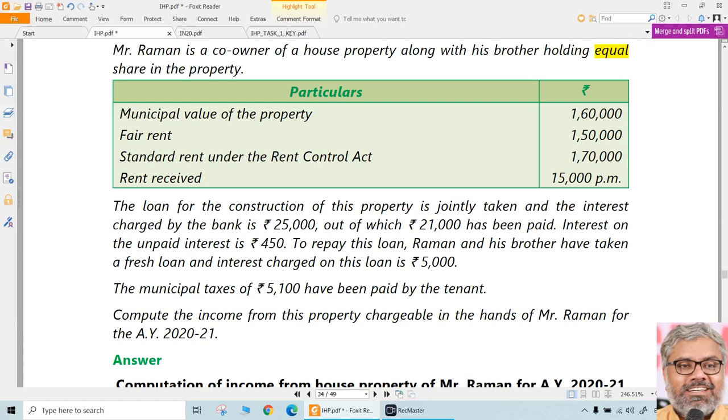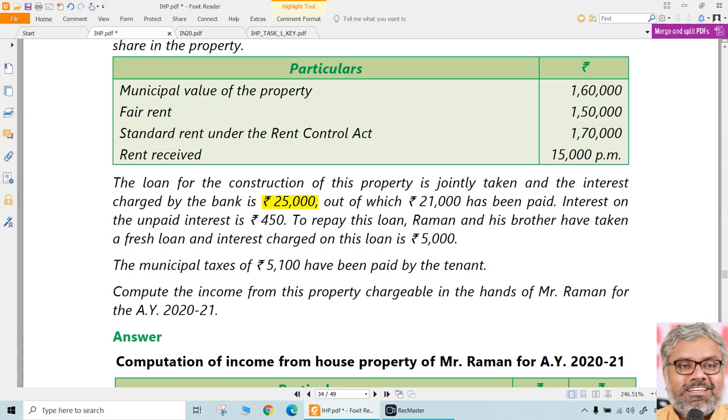See, most of the people will take 21,000 as deduction. Unnecessary information. Nobody said interest has to be paid, not required. So what has to be taken? 25,000 only, not payment. Municipal taxes are allowed as deduction on payment basis. Interest is not allowed as deduction on payment basis. It is allowed on accrual basis only. So 25,000 charged by bank is allowed as deduction, no problem.